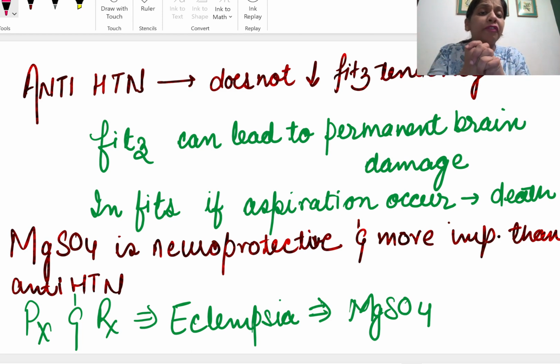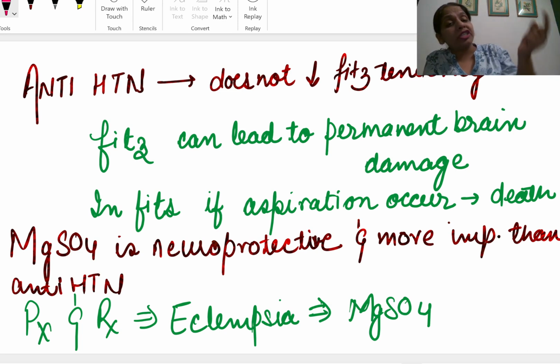Why are we so in fear that fits should not occur? What happens if fits occur? Fits can lead to permanent brain damage, because whenever there are fits, there is hypoxia in the brain. Also, in fits the patient can aspirate contents into the respiratory tract, due to which death can occur. So these are the two things. That is why we want that vasospasm of the cerebral vessels does not change into a fit. That is why we are in fear.